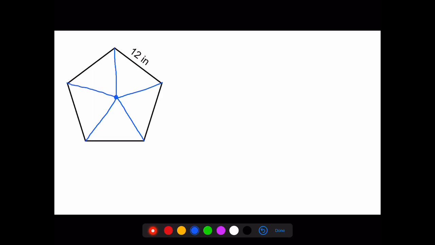Now, again, it's regular. We know all sides are congruent. All sides are 12 in this case. So let's go ahead and find our perimeter first. Perimeter is equal to 12 times our 5 sides, which is equal to 60. Not 60 degrees, just 60. 60 inches, actually.